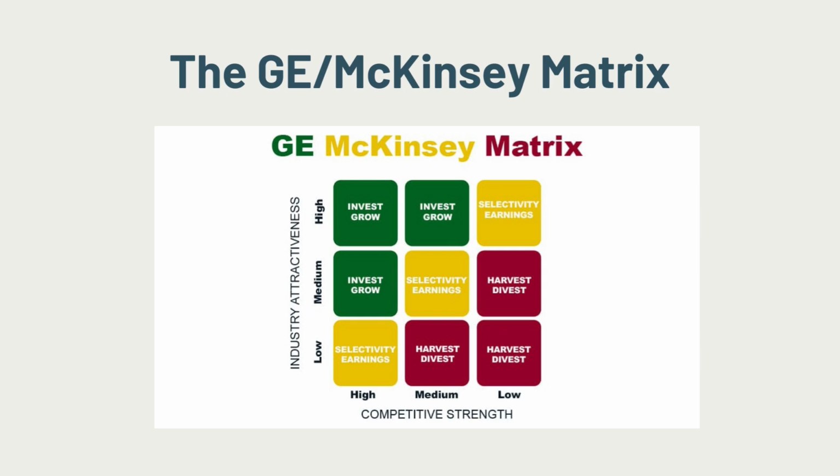The next tool is the GE McKinsey matrix. So, the GE McKinsey matrix is another tool used to evaluate and allocate resources across SBUs as well. And this matrix uses two dimensions, the industry attractiveness and the business unit strength. So each business unit is positioned based on these criteria, much like the BCG matrix. And the tool helps companies decide which units to invest in, grow, or phase out.